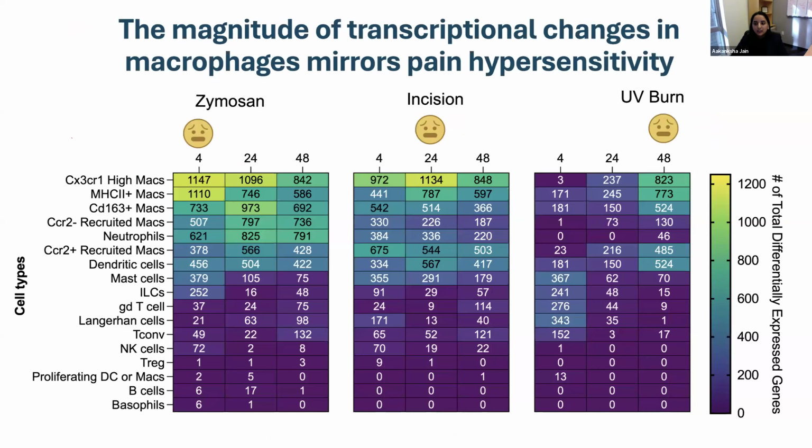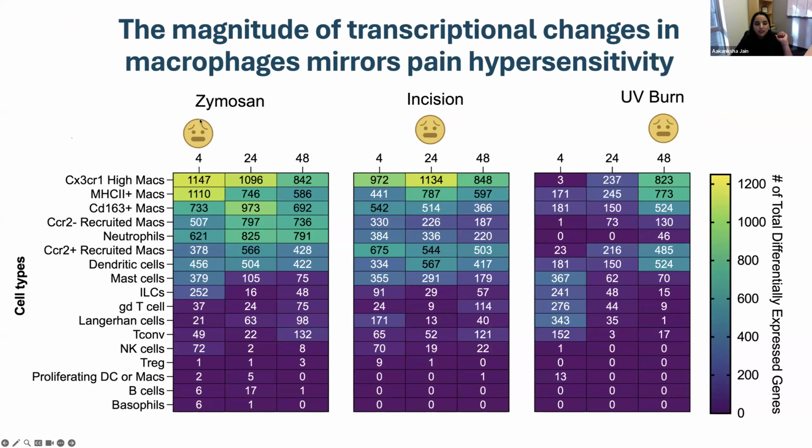And second, we did differential gene expression analysis within every single cell type at all these different time points. These are a lot of numbers, but I'll just go through it one by one. So this is basically showing the actual number of differentially expressed genes. For example, 1,100 differentially expressed genes were found in CX3CR1 macrophages, which is a dermal macrophage subtype, at the 4-hour time point in Zymosan. And you can immediately see that the magnitude of transcriptional change also mirrors pain hypersensitivity.